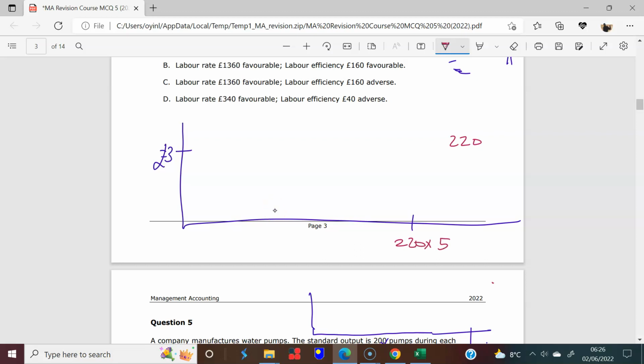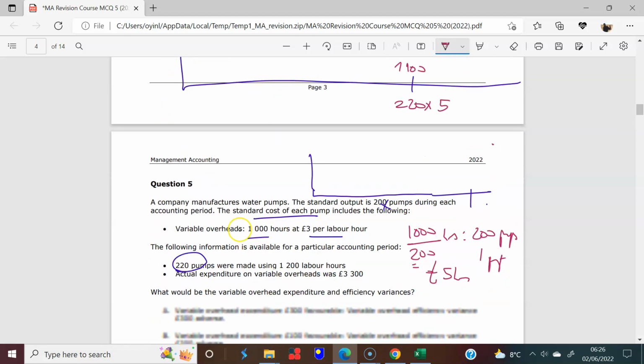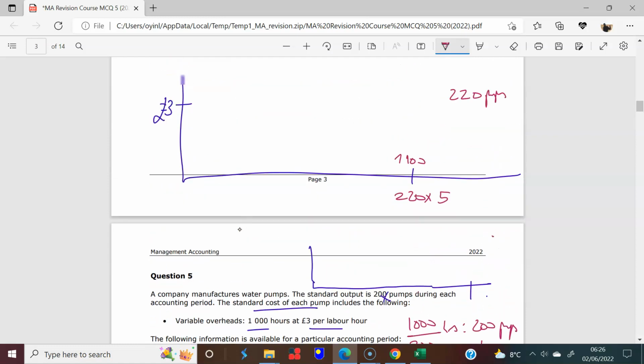It's the standards I need. 220 times 5, and that's 1,100. So you should have used 1,100 hours to make these 220 pumps. Well, the question here is how many hours did you use? It says you used 1,200. So you've used more than you should have by 100.